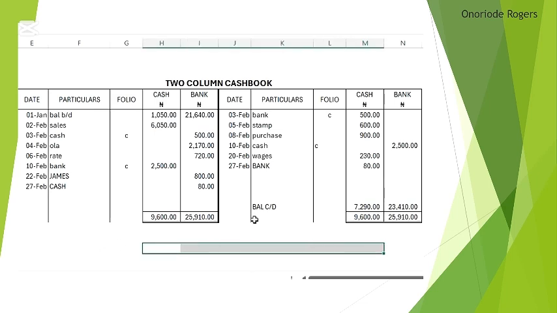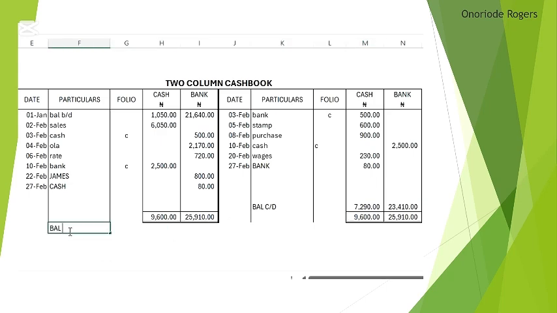So you have to close this. Then you have a balance brought down. This shows the balance you have that we're going to use next month. That's 7,290 and 23,410. So that is all. This was all we were asked to prepare for the cash book. If you have any questions, you can ask.